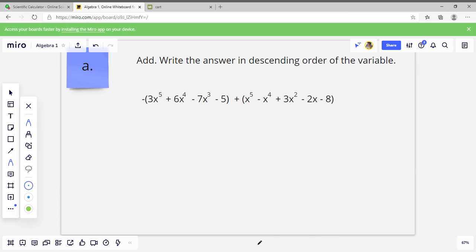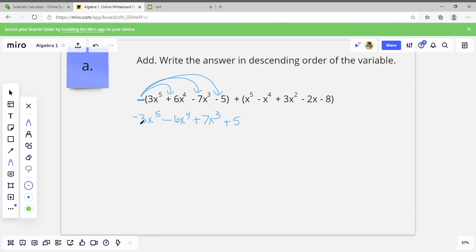We are going to start with A here. Write the answer in descending order of the variable. They've already got it set up in descending order here. Alright, so I have a negative sign out here. So that means everything in here I've got to change its sign. I'm going to go ahead and write it down with its sign changed. And then I'm going to change the sign right here to a negative. And then I'm going to change the sign right here, turns into a positive. And then I'm going to change the sign on this one, turns into a positive.